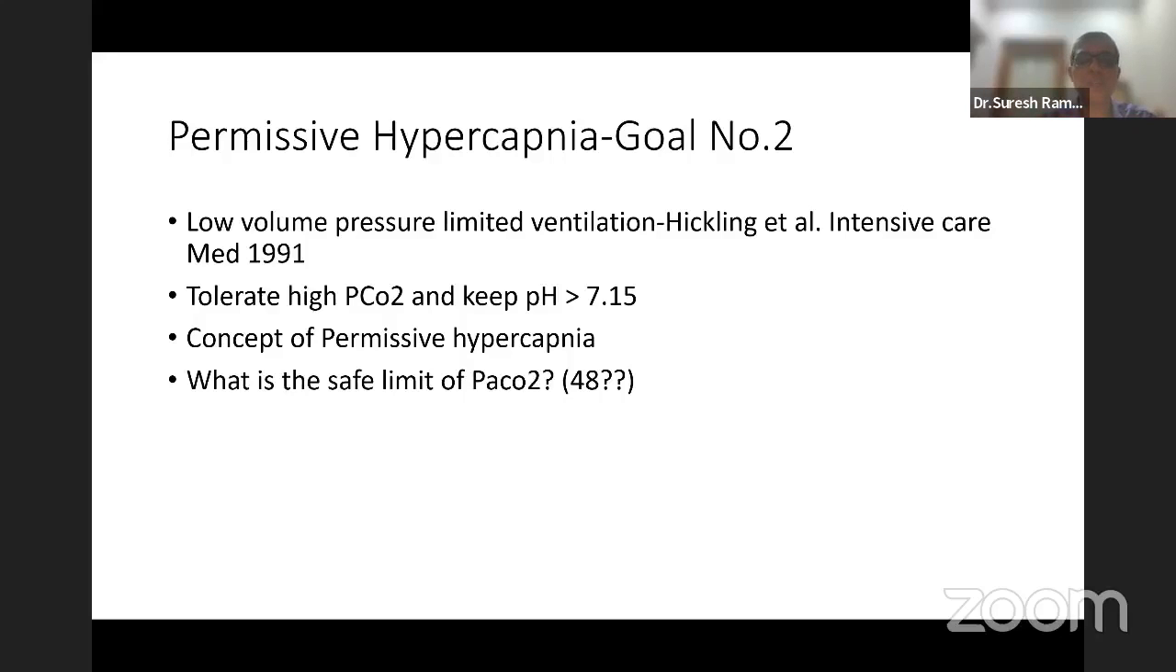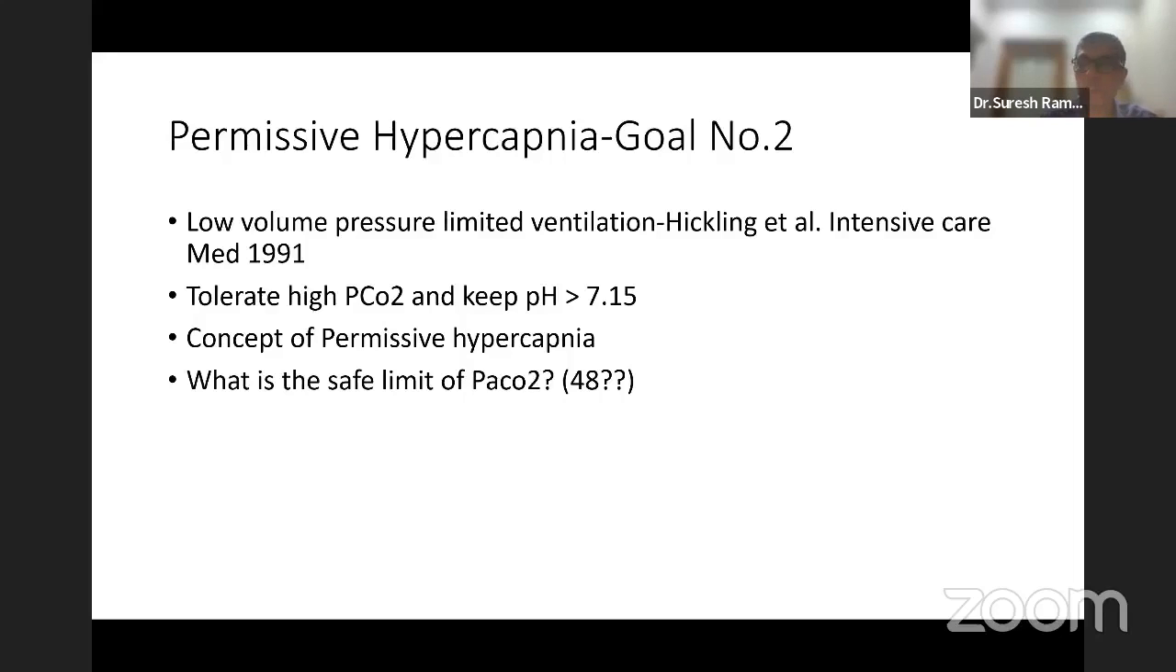And then the subsequent ARMA trial in 1999 proved it beyond doubt that 12 versus 6 ml, 12 is harmful, 41% versus 34% mortality, and therefore we all have moved to a low volume pressure limited ventilation. And what is the limitation of pressure? A plateau pressure of 30 was what the ARMA trial has shown us.